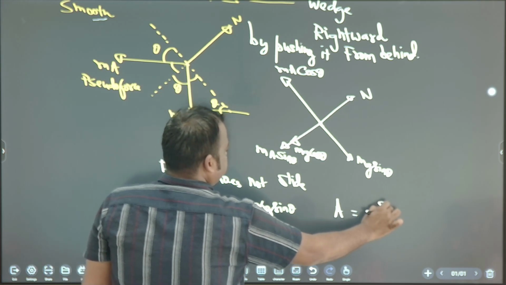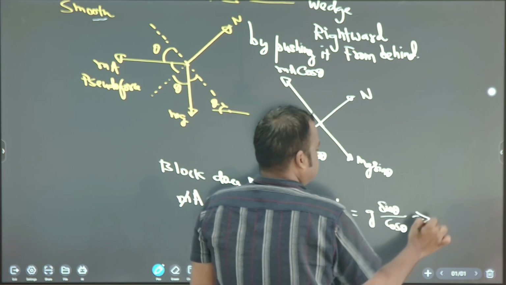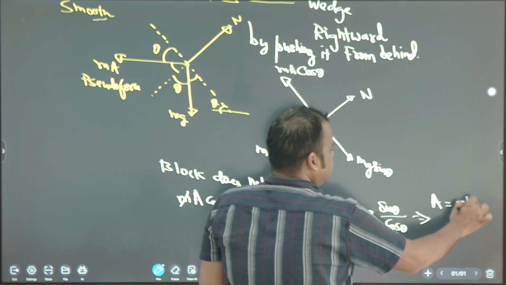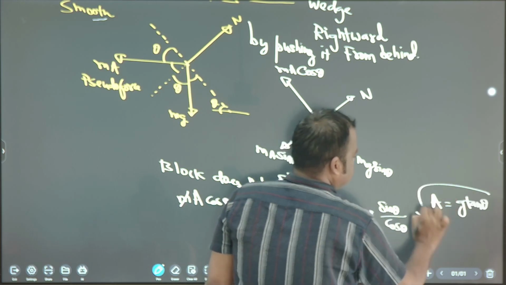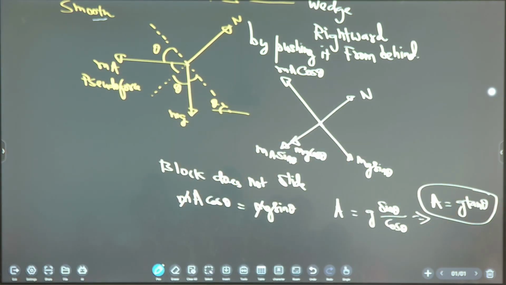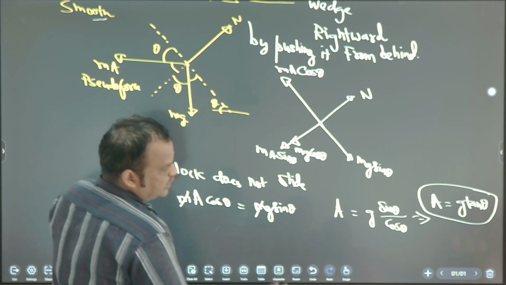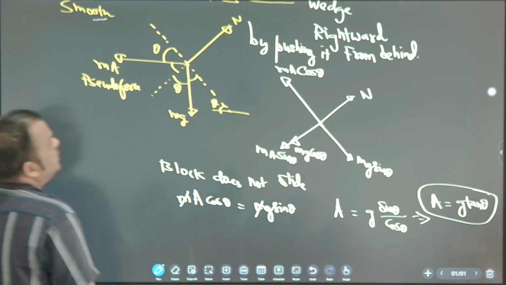g sin theta by cos theta means g tan theta. Note down. So a is equal to g tan theta. This is the formula. So what should be the acceleration of the wedge? g tan theta. Note down.